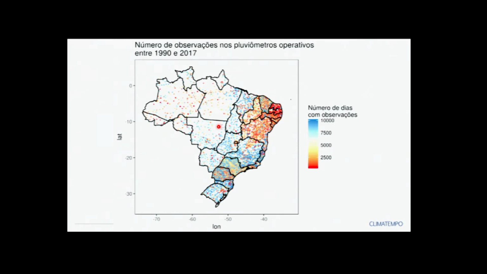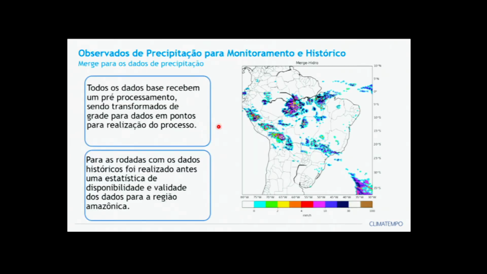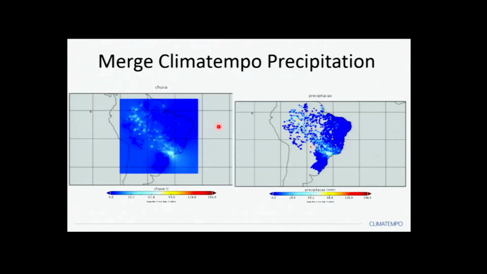So we used the methodology that was developed in INPE, that combines different sources of satellite, radar, and gauge station data. And we changed it a little bit with all our gauge station data collected to do a merge of precipitation. So we did that for Brazil.